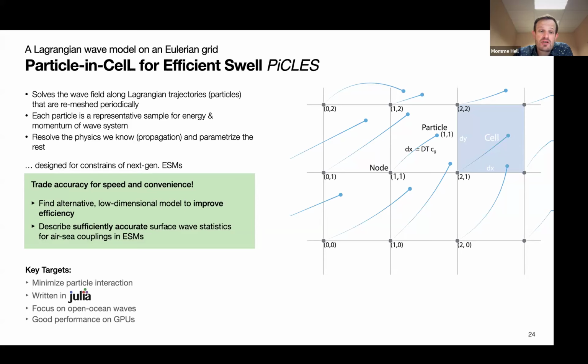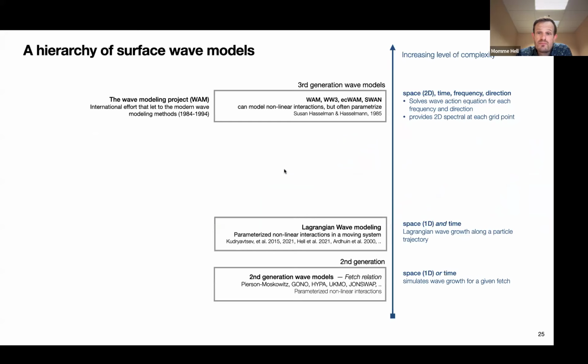The idea is that it's sufficiently accurate. To have good computational scaling, we want to minimize particle-particle interaction because that's costly. We write this in Julia because it's probably a smart thing to do. We focus on open ocean waves here because coastal problems are very different. And we want to have good, or at least expected, scaling on GPUs as well.